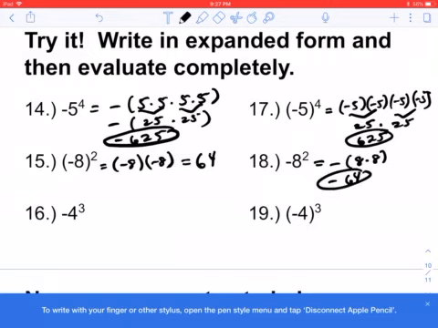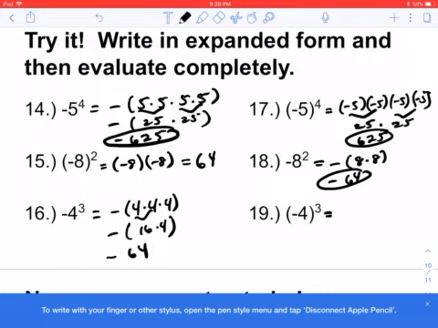And the last two, the base here is just 4. The negative is by itself. So 4 is being raised to the third power. So that's going to give us what? Negative 16 times 4, so negative 64.